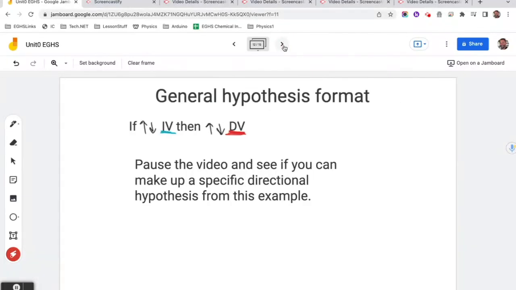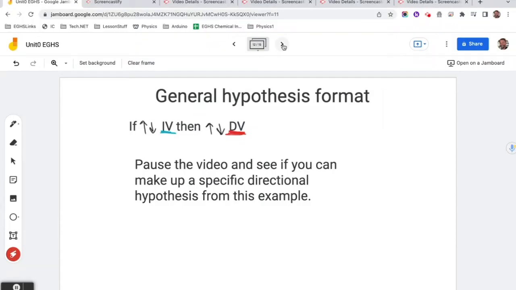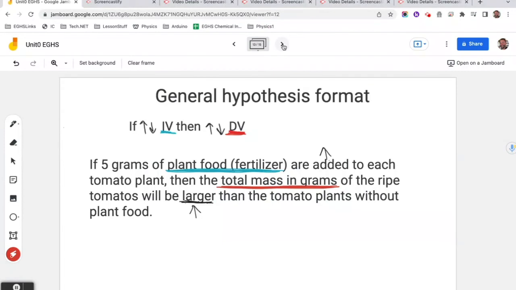So now I want to see what you can do. If you can, pause the video and come up with your own hypothesis, your specific hypothesis here. So pause the video, and I encourage you to try to use the if IV then DV. Make sure it's specific and directional. Here's what I put. You probably may have something better. So if 5 grams of plant food, the fertilizer, are added to each tomato plant, then the total mass in grams of the ripe tomatoes will be larger than the tomato plants without plant food.